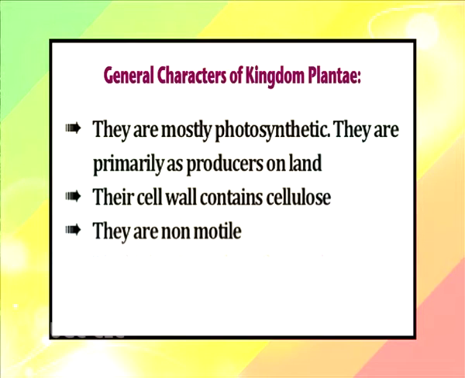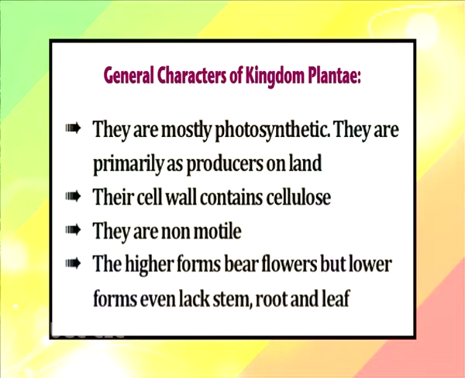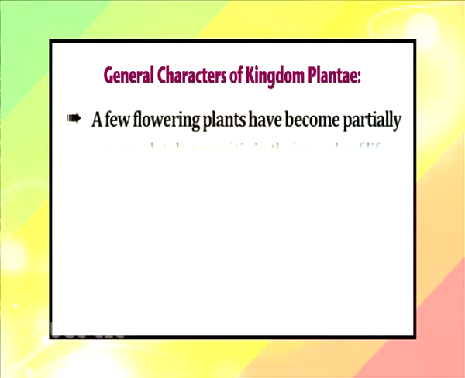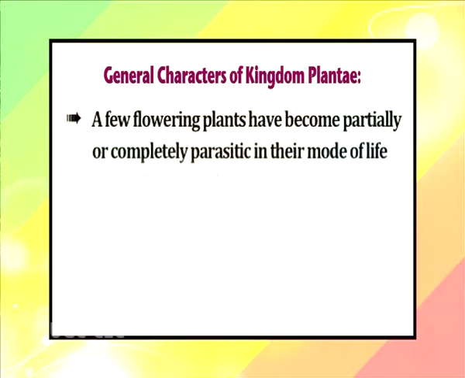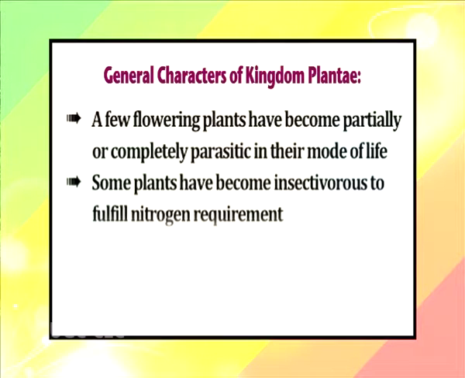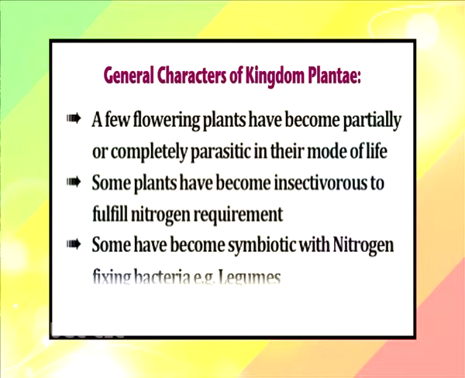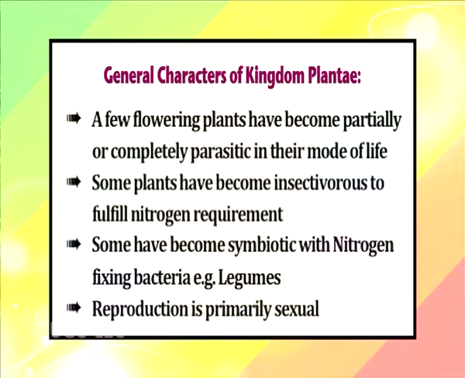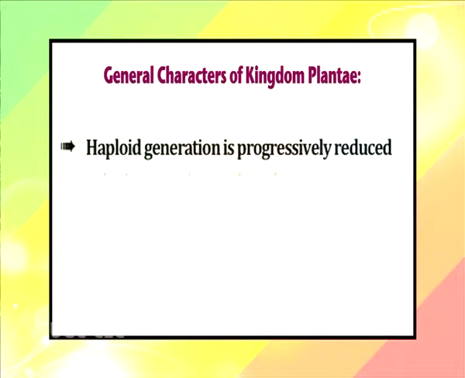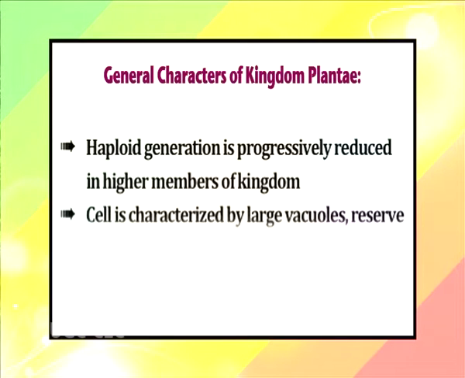They are non-motile. The higher forms bear flowers, but lower forms even lack stem, root and leaf. A few flowering plants have become partially or completely parasitic in their mode of life. Some plants have become insectivorous to fulfill nitrogen requirement. Some have become symbiotic with nitrogen fixing bacteria, for example legumes. Reproduction is primarily sexual. Haploid generation is progressively reduced in higher members of kingdom. Cell is characterized by large vacuoles, reserve starch and definite plastids.